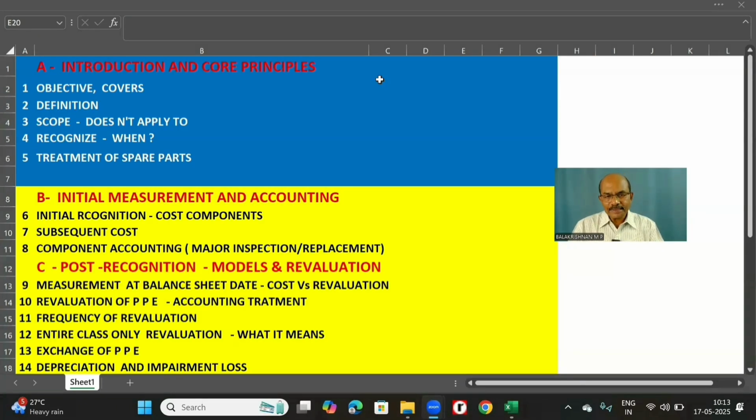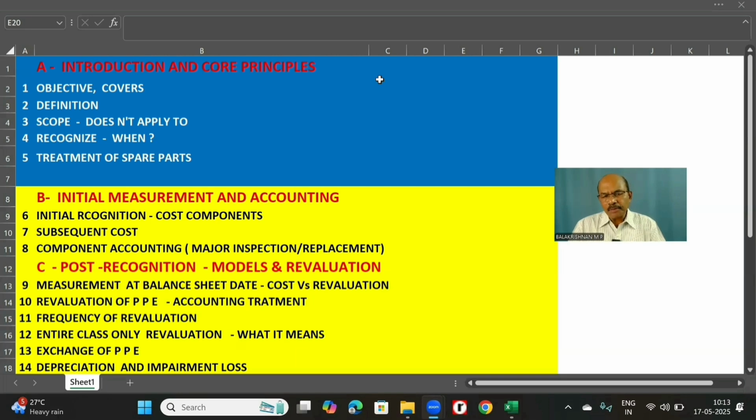Well, students, as I already mentioned, AS10 is a vast chapter covering several important aspects. In this video, we discuss the following topics of AS10. Number one, objective and how far AS10 covers, in a brief way I have explained. Definition, scope, where AS10 doesn't apply, when to recognize, treatment of spare parts. That much only I have covered in this video.